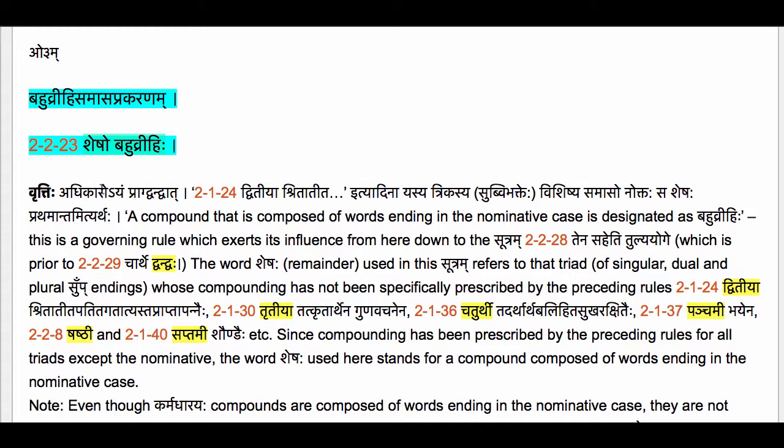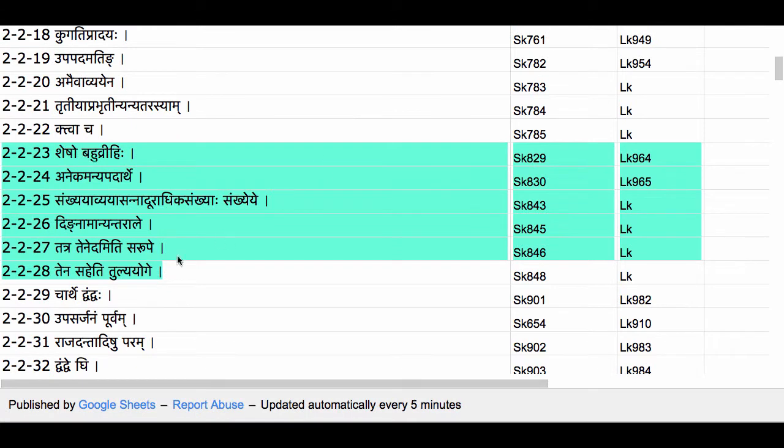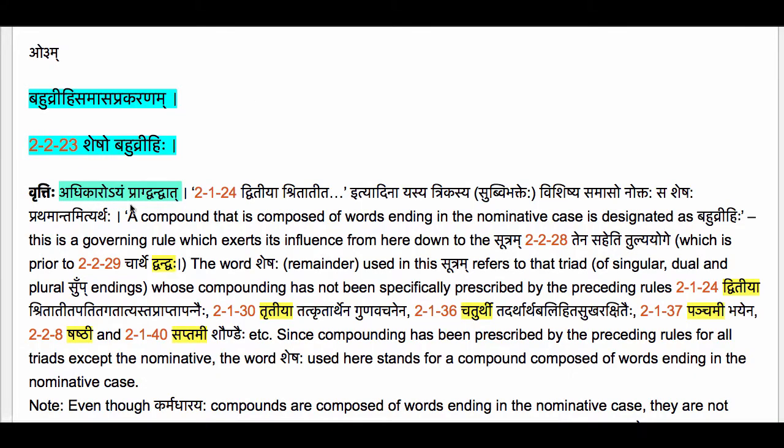Sutram 2223, Shesho Bahuvrihi. Vritti says, Adhikaro yam prag dvandvat. So this is a governing rule, Adhikara Sutram, which exerts its influence from here down to the Sutram 2228, Tena Saheti Tulya Yoge, which is prior to Charthe Dvandvaha. That's why the Vritti says Prag Dvandvat. So prior to 2229 means down to 2228.